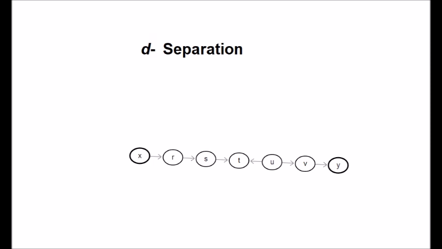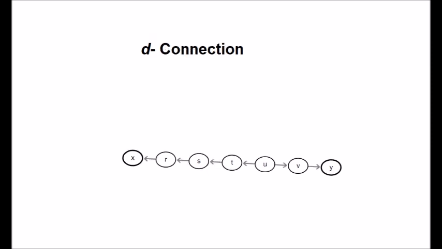Always remember, when there is a collider in the causal chain, the cause X and effect Y are d-separated. And when there is no collider in the causal chain, X and Y are d-connected, but whether they reflect the causal effect or not depends on the direction of the relations.